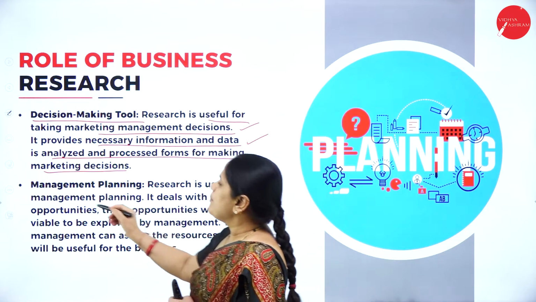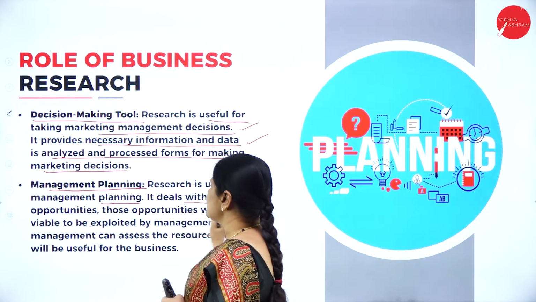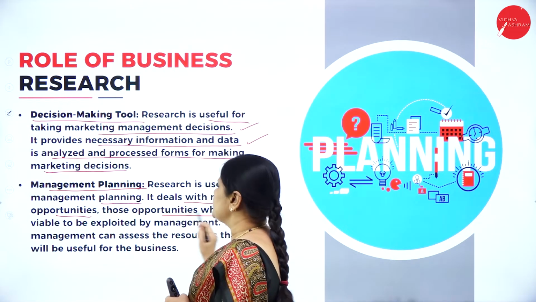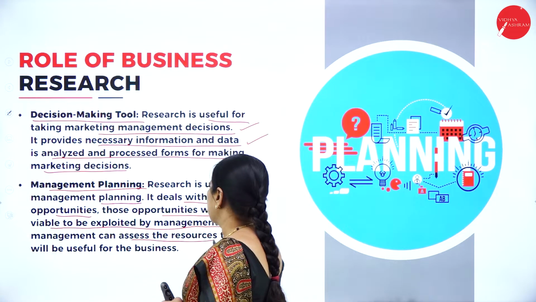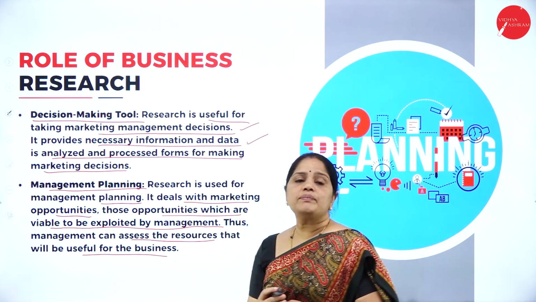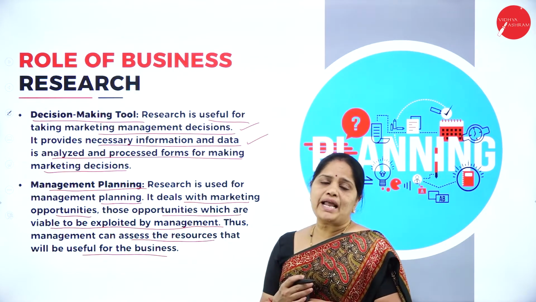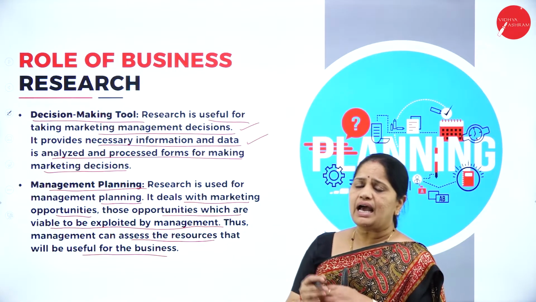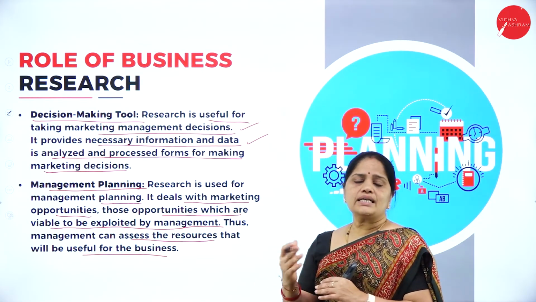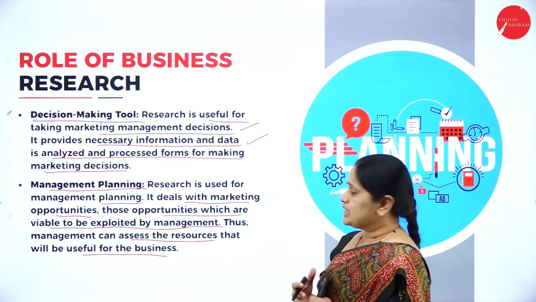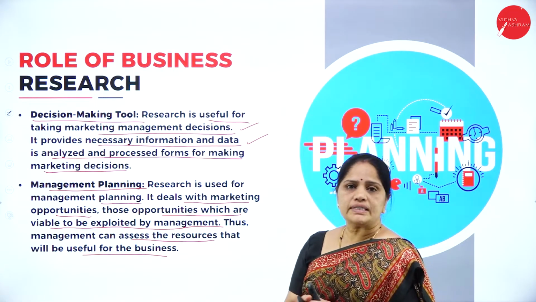The second one is management planning. Research is used for management planning. It deals with marketing opportunities, those opportunities which are viable to be exploited by management. Thus, management can assess the resources that will be useful for the business. So, we should understand that in management planning, whenever the management has an opportunity, it should make use of this opportunity so that it can be exploited by the management for its own benefit. So, management can assess the resources that will be useful for the business.